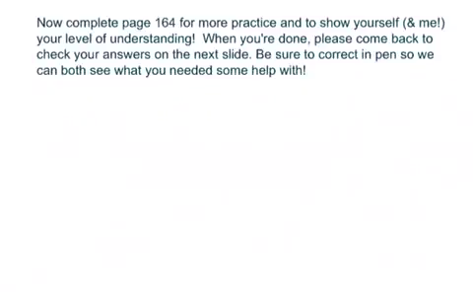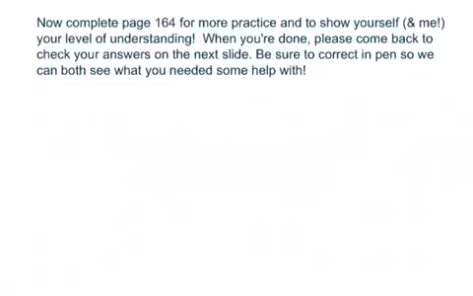All right, you get to go practice now. Page 164 in your math journal. Show yourself and me your level of understanding. When you're done, come back and check your answers. Please correct those in pen so that you know things that you need more help with and I know things that you need more help with. That's how I can help you the best in the lesson.